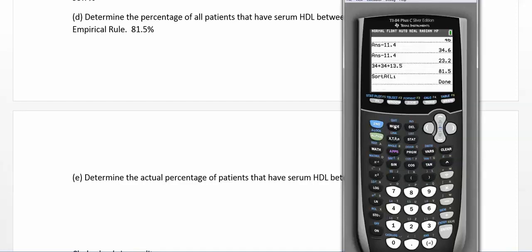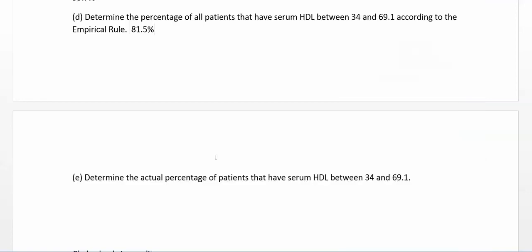So if I go back here, 45 divided by 54, there are 83%. So our estimate was 81.5% based on the empirical rule, and in actuality, for this particular data set, there's 83%. So that's not bad. That's a fairly symmetrical data set, pretty close to the expected there. So that's what that last part's asking.